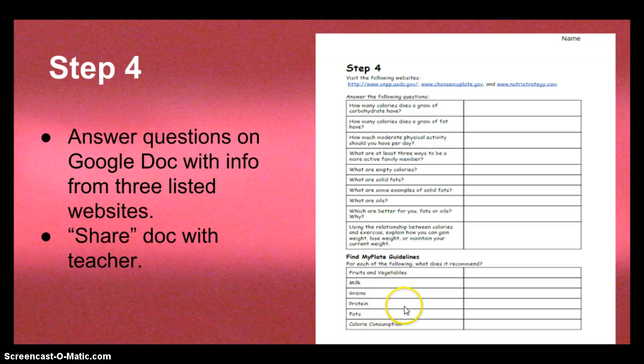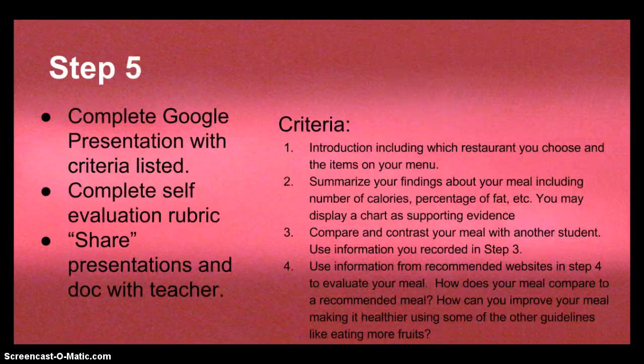At the very bottom, this set of questions require the students to list how many servings they are required daily of these different food types. The final step, step 5, is where the students will use all of the data that they have gathered to create a Google presentation. This presentation should include the criteria that is listed on the evaluation rubric. The criteria are they must have an introduction including which restaurant they chose and the items on their menu.